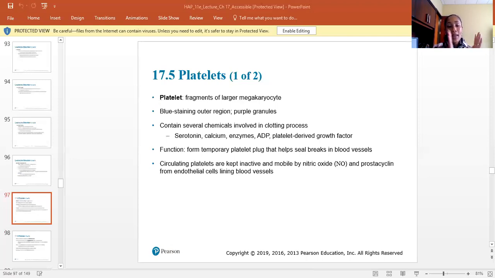So if I have type AB blood, that means on my red blood cell surface, I have agglutinogens A and B. I have no antibodies in my plasma, and I can receive blood from anybody. So I'm considered the universal recipient.